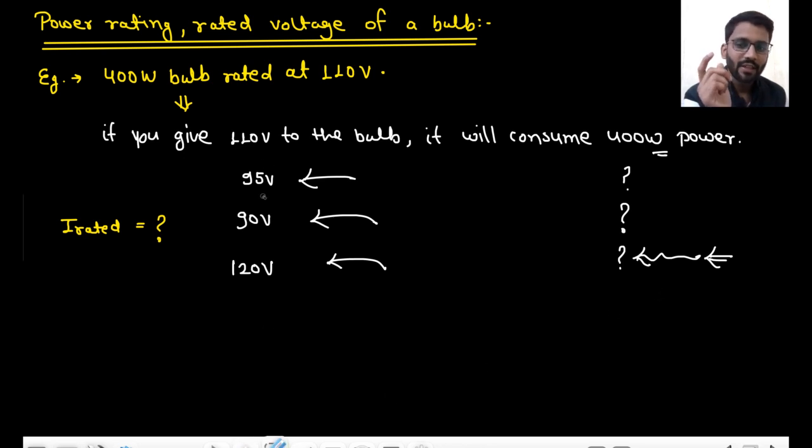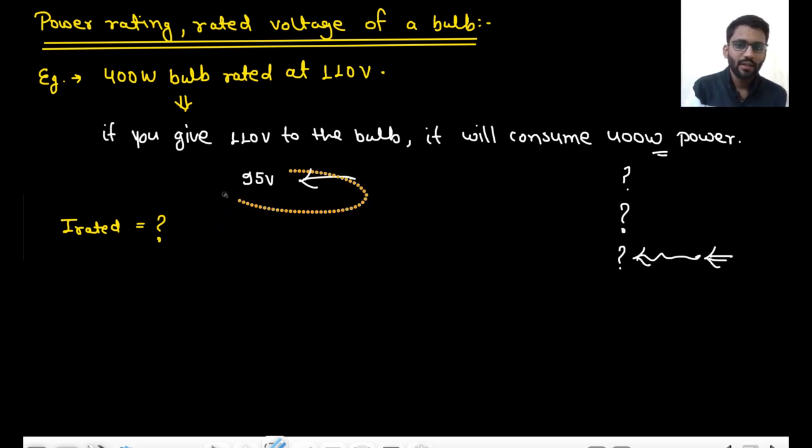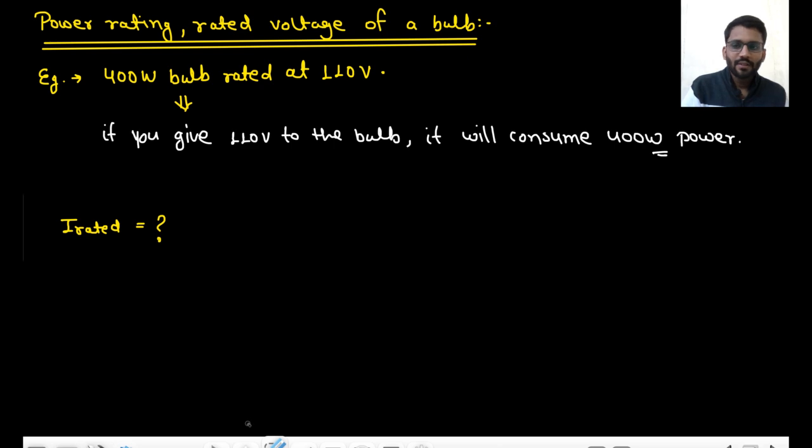And if you are giving less, the bulb will give less light. That means the intensity will be low. If you are giving 110 volt, that will be the best intensity. But at 95 volt, at 90 volt, the intensity will be low. Okay. Got this point?